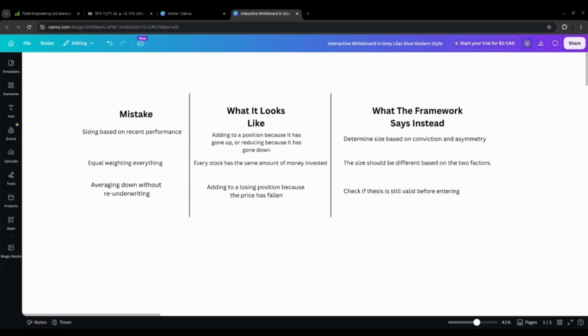The correct sizing trigger is the change in conviction or asymmetry, not a change in price. If the conviction has increased because new evidence confirmed the thesis across another quarter of delivery, that is the kind of reason to add. If the asymmetry has improved because the price has fallen while the thesis remains intact, that is a good reason to add too. Price movement alone is never a size trigger in either direction.